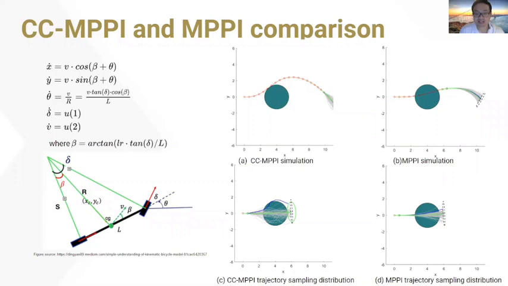The reason why this happens is because the CCMPPI controller has a flexible trajectory sampling distribution, which enables it to explore more, while the MPPI is not able to adjust its trajectory sampling distribution. And in this case, it is stuck in some local minimum.